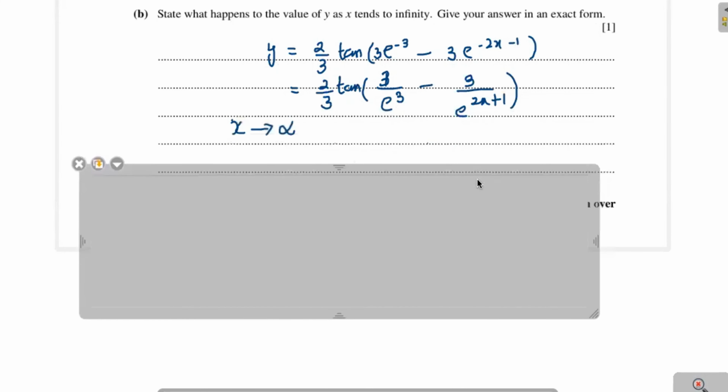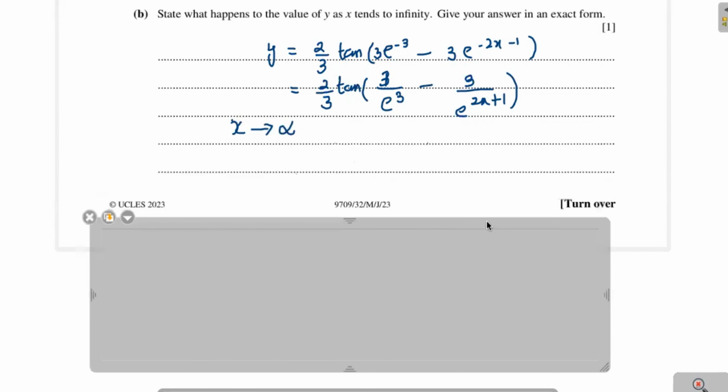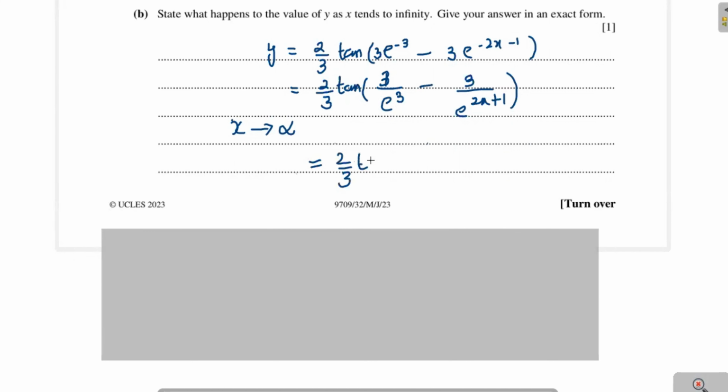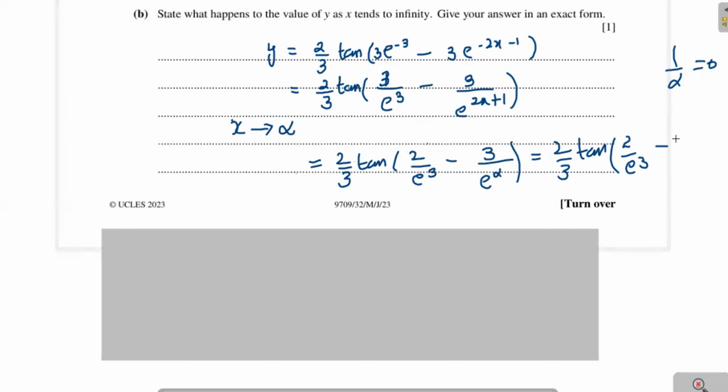Now we take x tends to infinity. We can write it as 2/3 tan of 3 over e power 3 minus 3 over e power infinity. That will be equal to 2/3 tan of 3 over e power 3 minus 3 over infinity. 1 over infinity, you know, is 0. You can write it as 0. Therefore, the value of y will be 2/3 tan of 3 e power minus 3 when x tends to infinity.